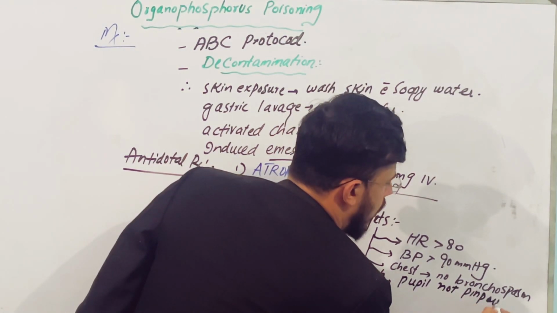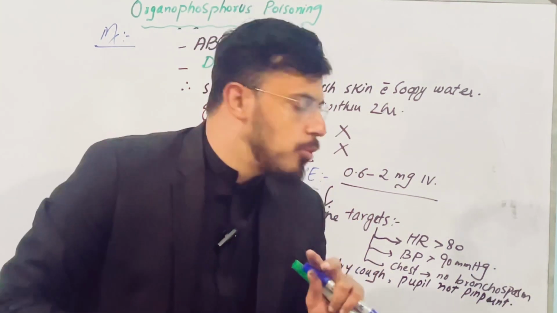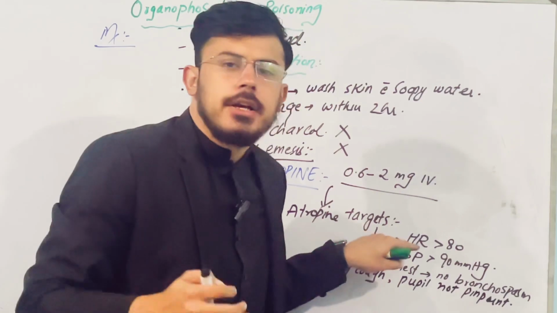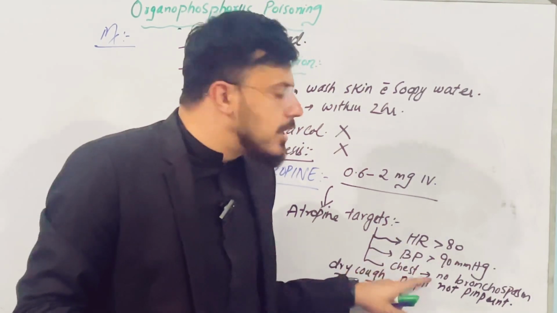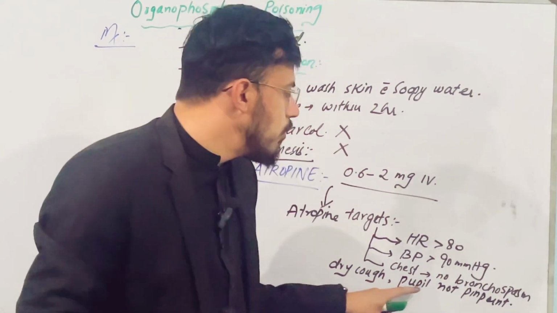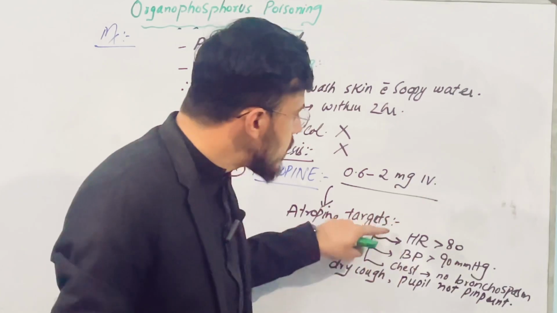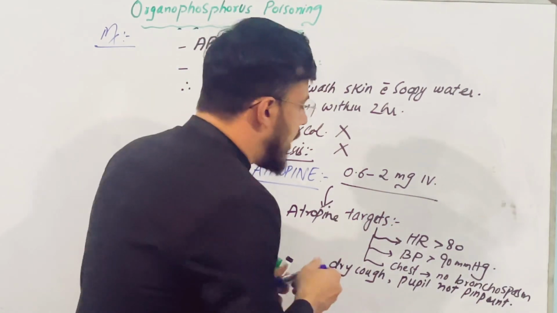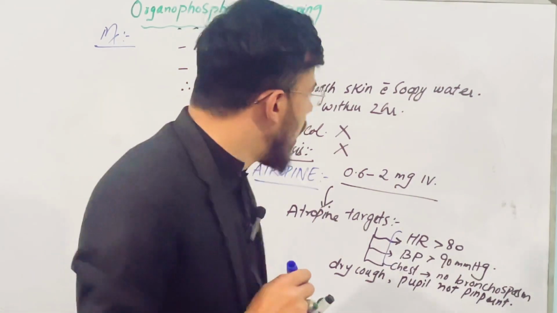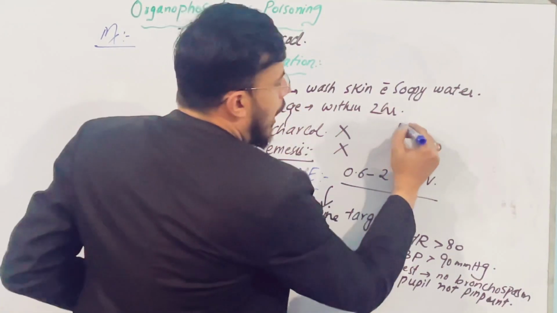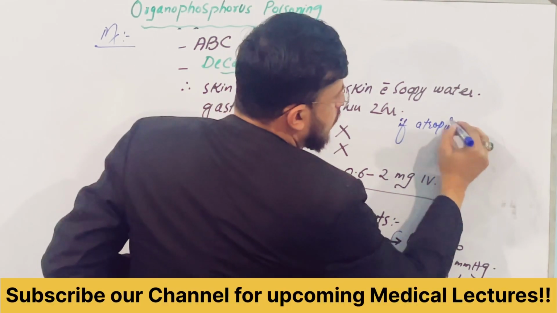So I repeat, what are the atropine targets? Atropine targets consist of 5 points. The first is heart rate more than 80, BP more than 90, while in the chest there will be no bronchospasm, there will be dry axilla, and the pupil is not pinpoint. The first three are mandatory for atropine targets. So it's important.